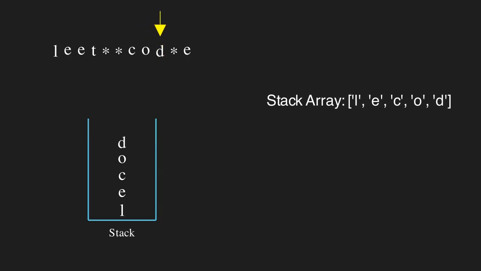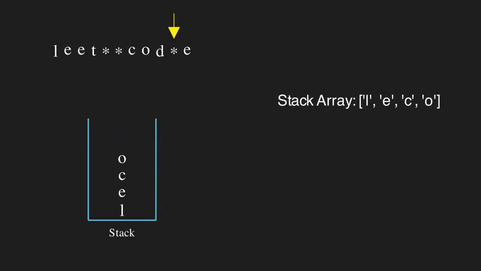We read the next character, D. As it is a standard letter, we apply the push rule. We perform the append operation. The new intermediate state of our stack is L, E, C, O, and D. Our stack state is L, E, C, O, D.